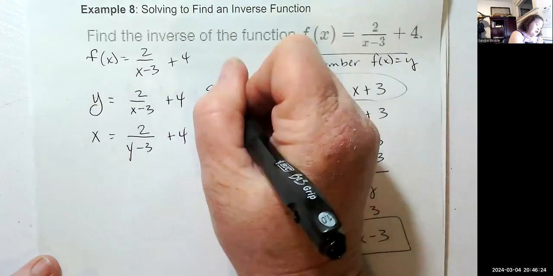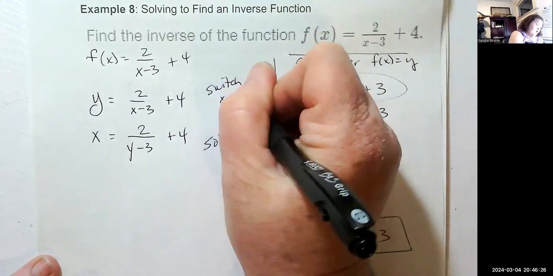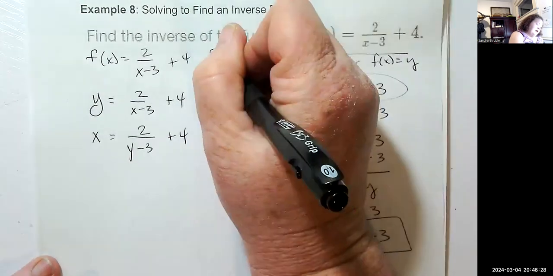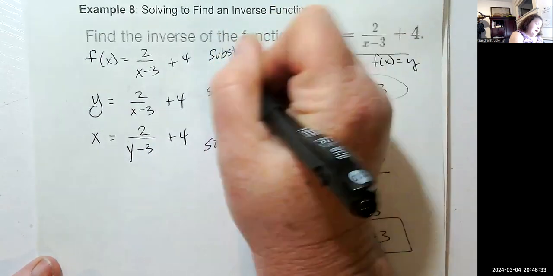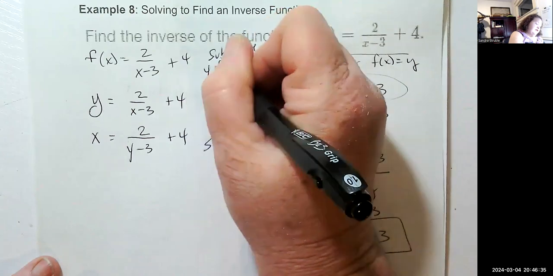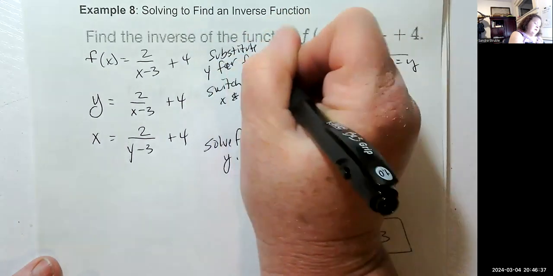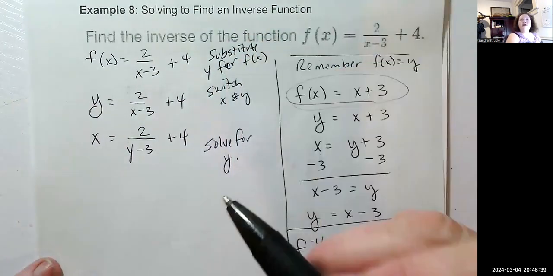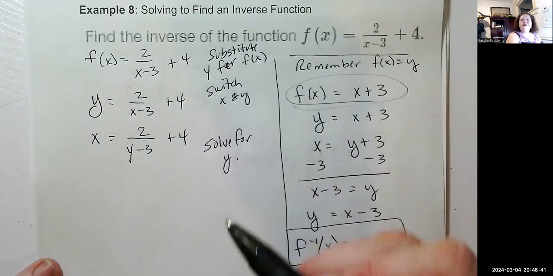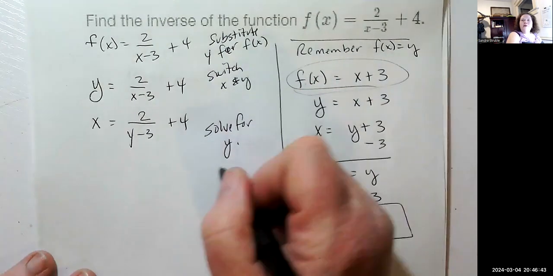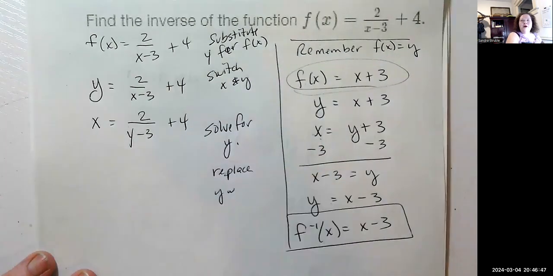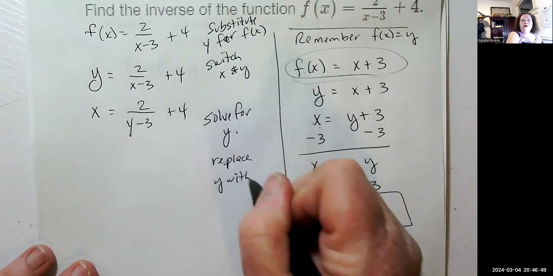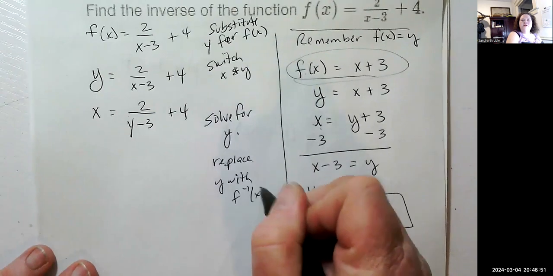So up here I switch x and y. And up here I substitute y for f of x. So substitute y for f of x, switch x's and y's, and then solve for y, and then replace y, once y is by itself, with the inverse of x.